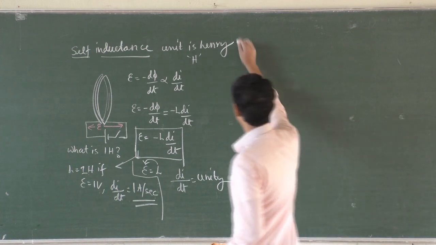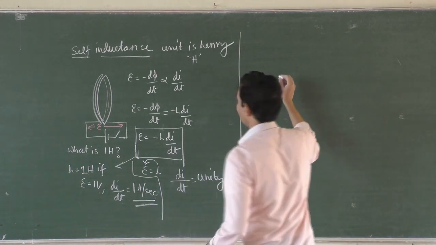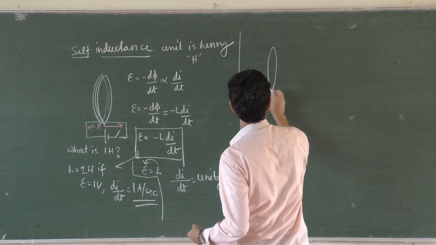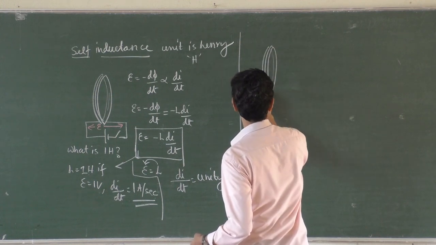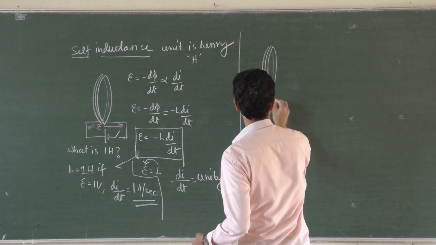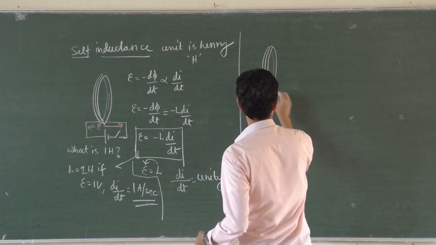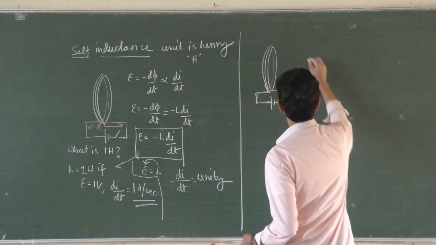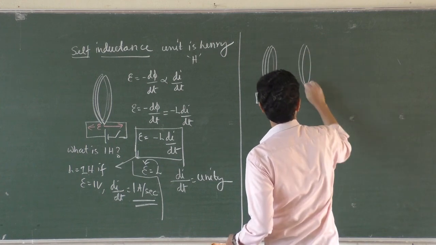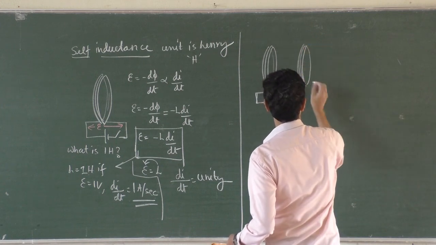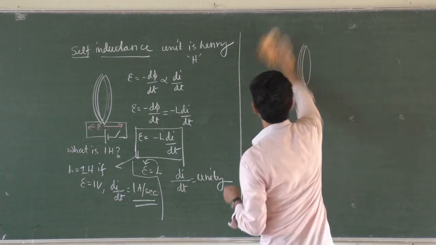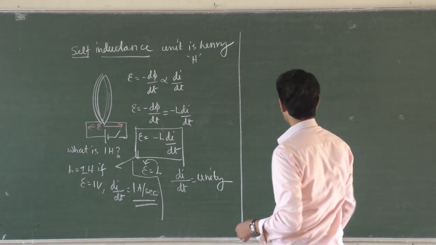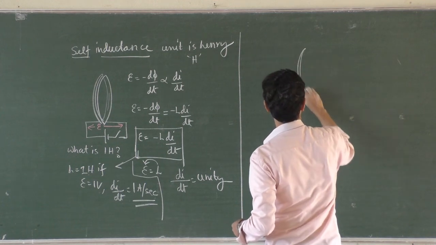We will come to mutual inductance. You know that change in the flux of one coil, the primary coil, induces an EMF in the other. Change in the current of the primary coil induces an EMF in the secondary coil, right?